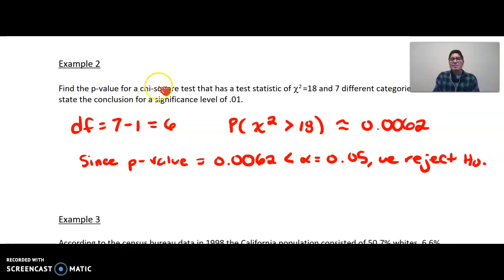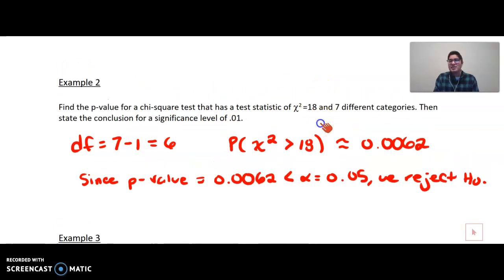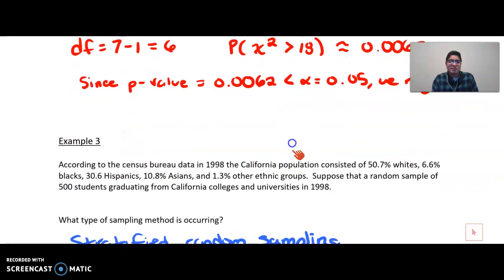So here, for the p-value for a chi-square, we know that the chi-square test statistic is 18. We have 7 different categories, so degrees of freedom: 7 minus 1 gives us 6. We use a chi-square distribution with 6 degrees of freedom, finding a test statistic larger than 18. And we get 0.0062. Significantly small p-value, we would reject the null hypothesis.